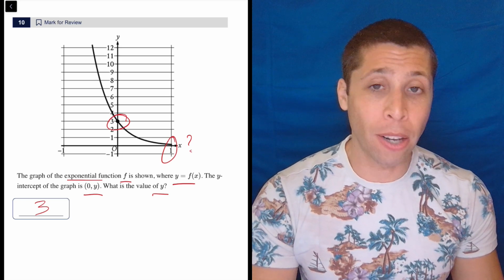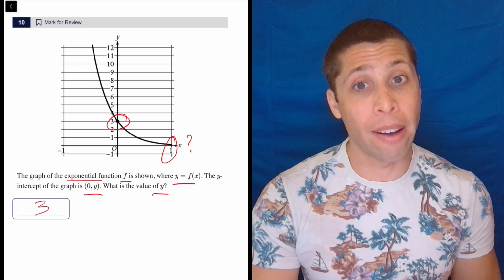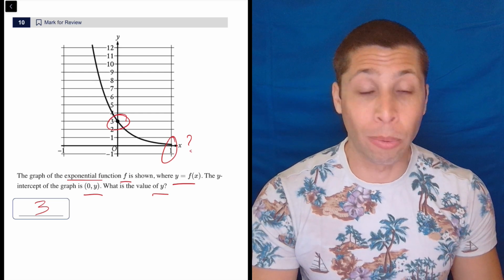But a lot of the easy module, like I've been saying in other videos for this section, a lot of it is really just about reading the graph. So here you go, no exception. We're just literally reading a point off a graph.